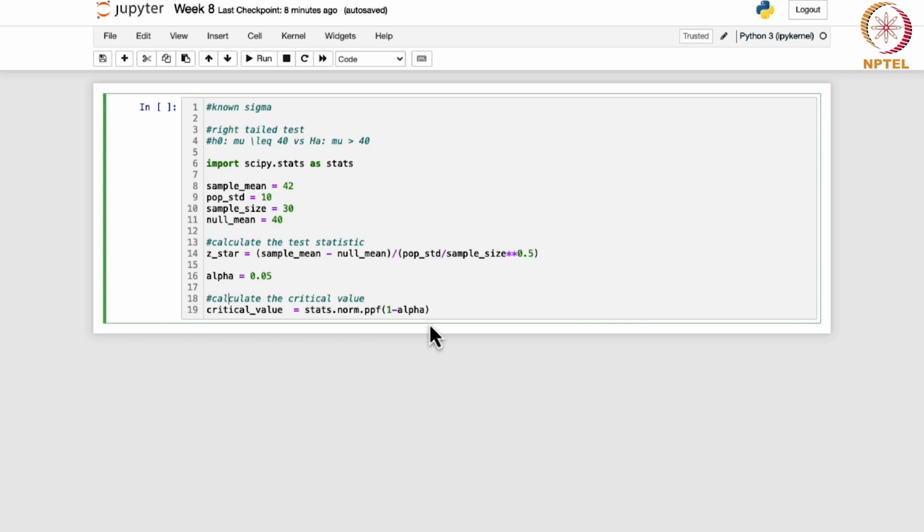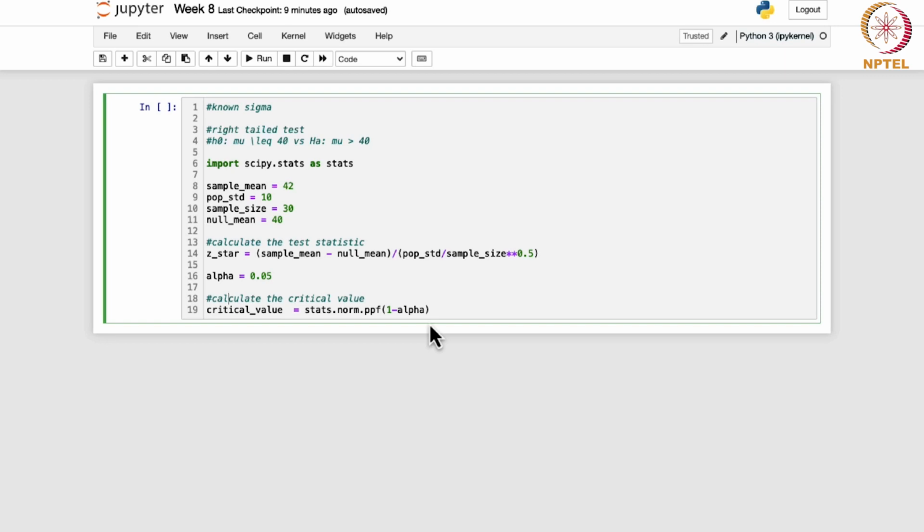So what this ppf function does is that it returns the z score that corresponds to the given cumulative probability from the left side. This ensures that the area in the rejection region, that is the right tail of the distribution, is exactly alpha. So both of these are the same things. It is just because of the way the function ppf is defined in Python. It looks at the z score from the left side.